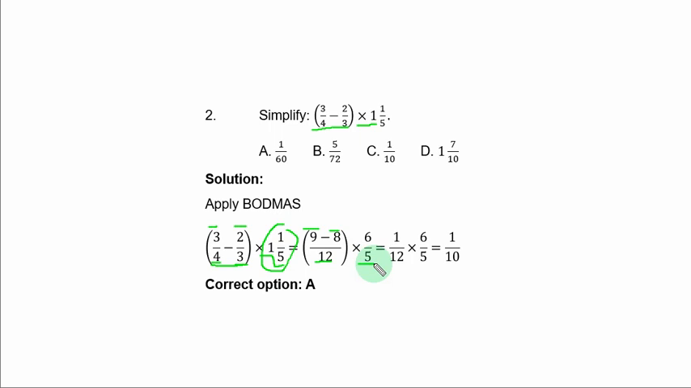If you subtract the numerators in the bracket, you have 1 over 12 times 6 over 5. Divide 6 by 6, you have 1. Divide 12 by 6, you have 2. So 1 times 1 is 1. 2 times 5 is 10. So you have 1 over 10. Okay, the correct option is C, not A. So C is the correct option, 1 over 10.